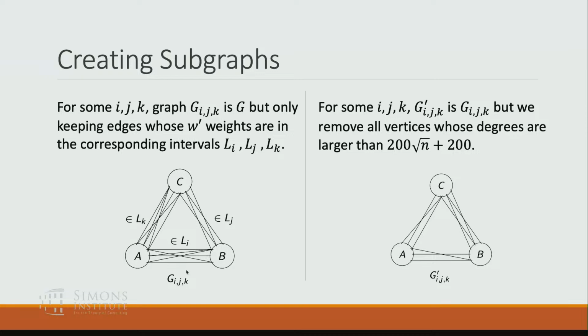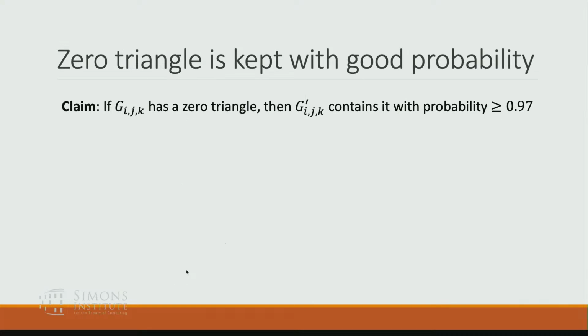So that's the reduction. Now let me show you why it is correct. There are basically two bad cases. The first one is that we can potentially delete a zero-weight triangle. By the way we create the graphs G_ijk, it's always guaranteed that one zero-weight triangle will be included in one of the graphs G_ijk. However, in G prime ijk, we are removing some vertices with large degree. So at that step, we can potentially delete a zero-weight triangle.